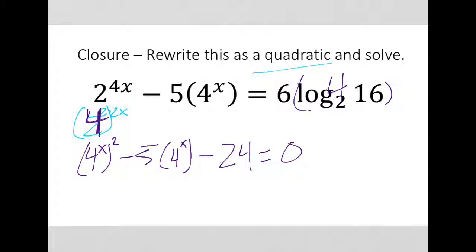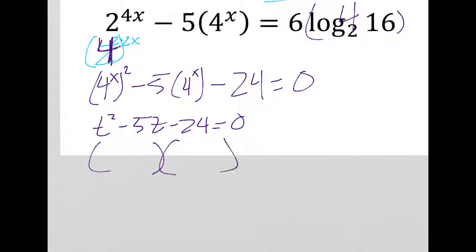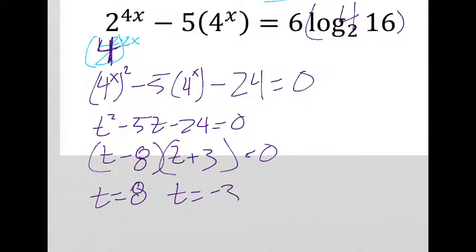So again, let's think of this 4 to the x as just kind of some term. So it's kind of like we have t squared minus 5t minus 24 equals 0. And let's find the values of t that make this equal to 0. So what are two numbers that multiply to negative 24 and add to negative 5? Well, we're going to get negative 8 and positive 3, because negative 8 times 3 is negative 24, and negative 8 plus 3 is negative 5. So I get two solutions, t equals 8 and t equals negative 3.